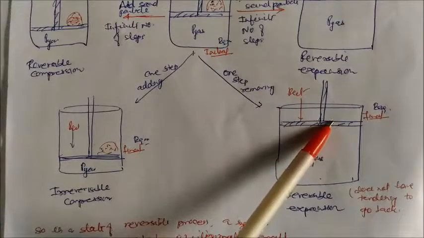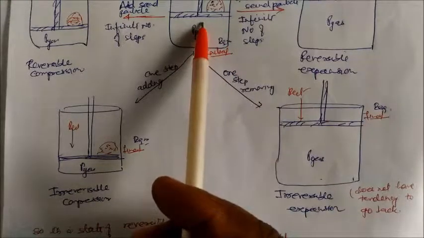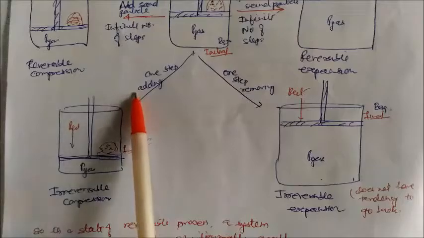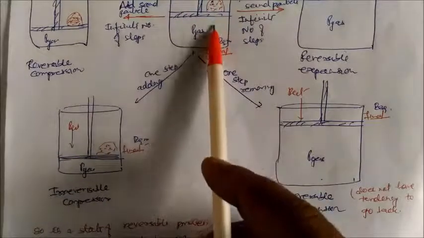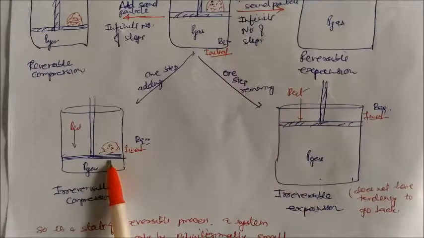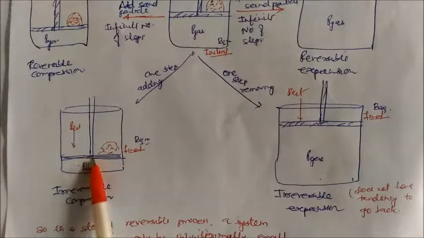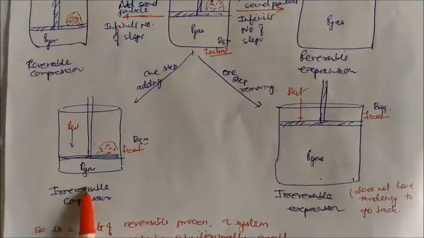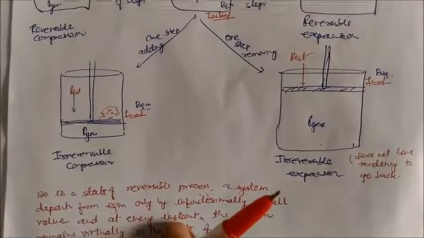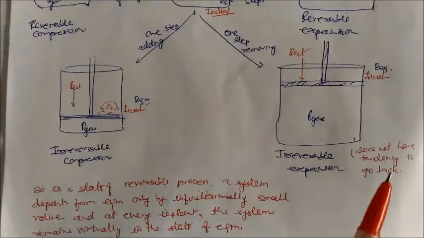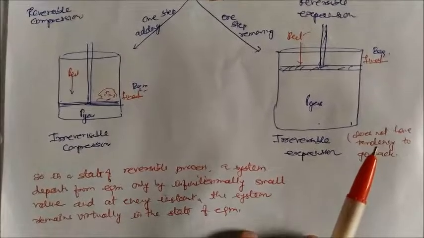So this is one diagram illustration. You can see here, this is the pressure of the gas. Some sand is there. Now if you remove sand particles, one by one, sand packet by sand packet, in an infinite number of steps, what will happen? The volume expansion will take place, that is called reversible expansion, but it will take a long time.